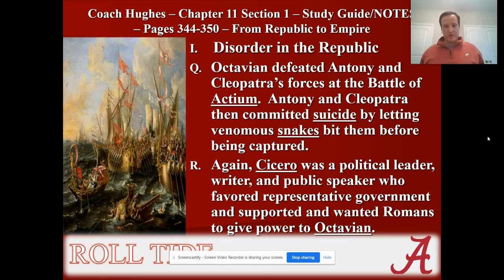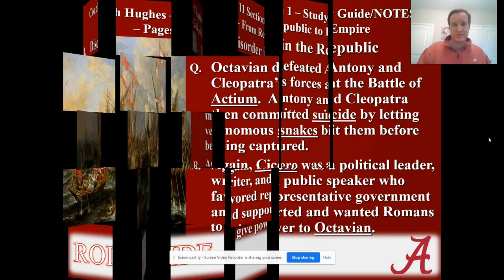Again, Cicero comes in. He was a political leader. I mentioned him earlier. Writer, public speaker, kind of like a celebrity. Think of some celebrities that speak out on political issues. That's what Cicero was doing here. He favored a representative government and wanted Romans to give power to Octavian because he had seen everything that had been going on. He thought Octavian would be the right person for the job.